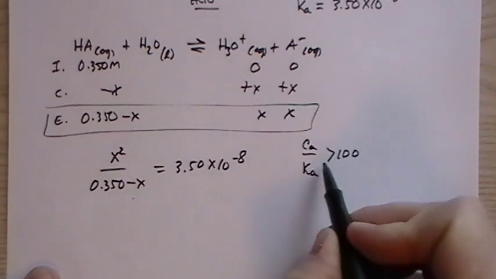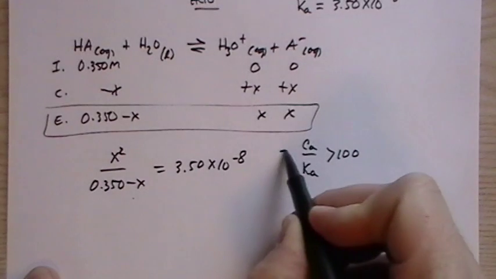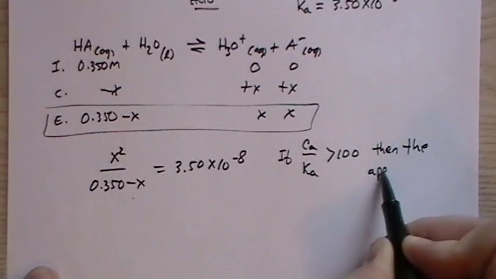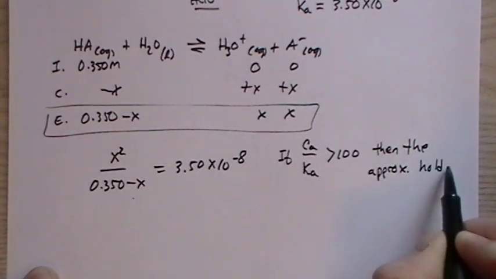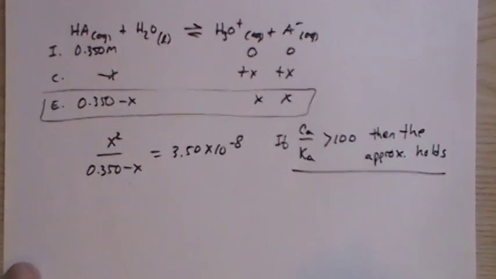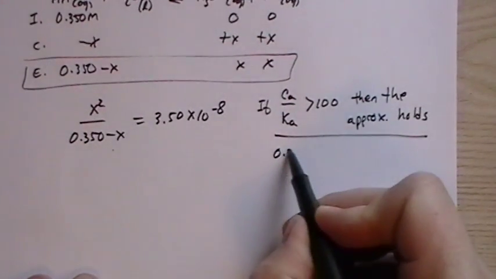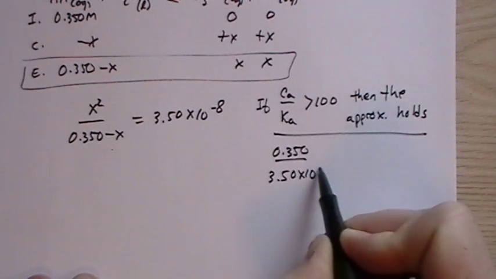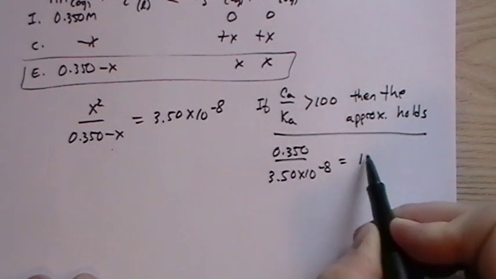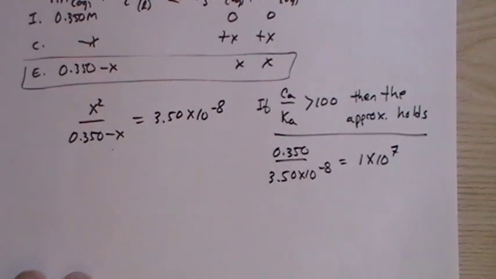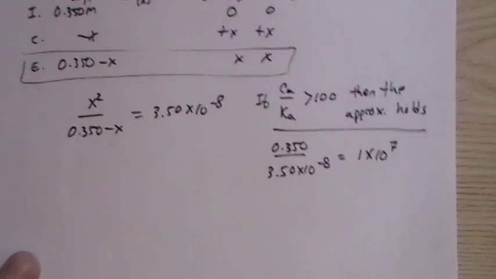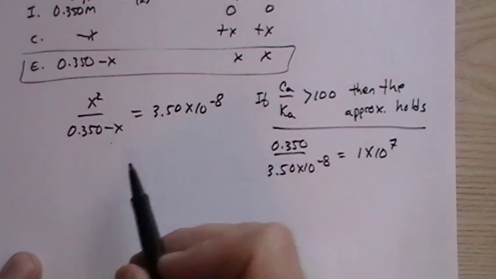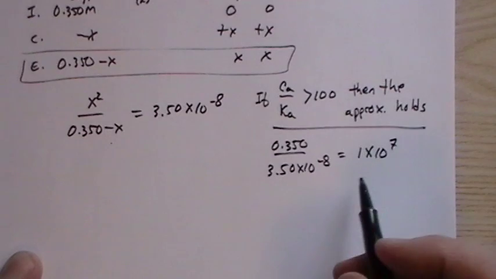So anyway, we know that if this is true, then the approximation holds. So that's what we're hoping for here. The concentration of the acid is 0.350. The Ka happens to have the same numbers, but that's just by chance. And this turns out to be 1 times 10 to the 7th, 10 million. That's certainly larger than 100. And it's so much greater than 100, we can assume that X is going to be a very small number. And we'll see that when we do our calculation.